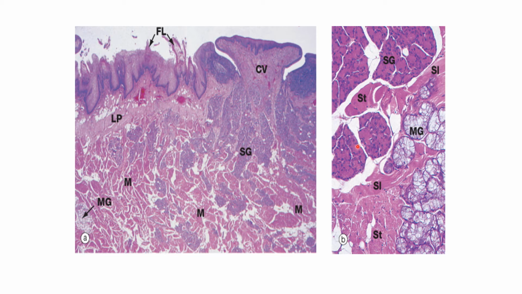This is the section passing through the serous glands, and simultaneously in the deeper part, you can see the striated muscles in the longitudinal direction. This is striated muscle cut transversely. So we have the intrinsic muscles running in all directions: transverse, longitudinal, as well as antero-posterior.